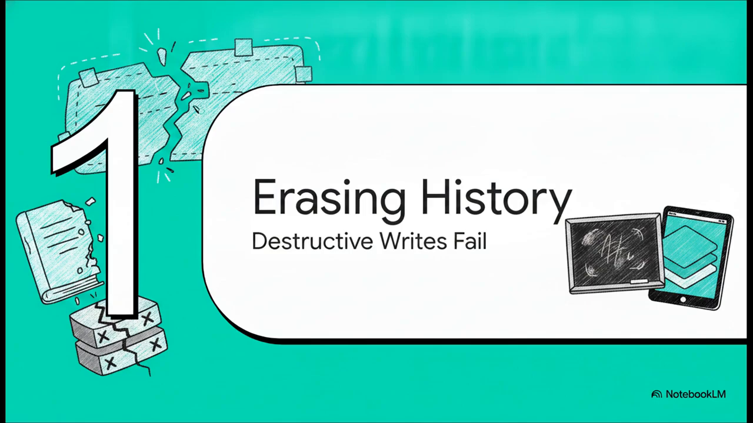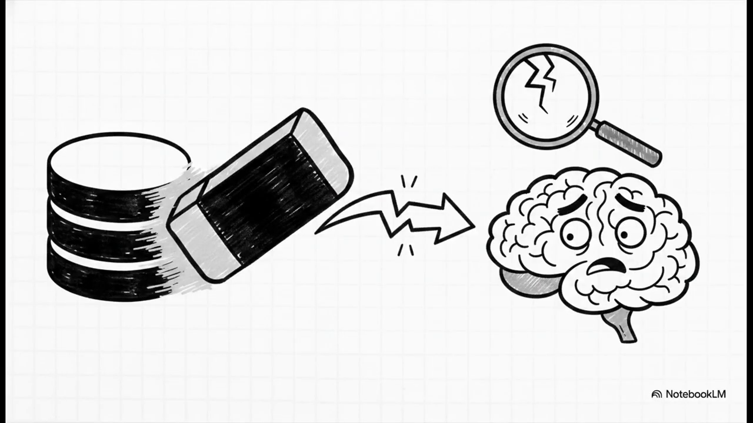Section 1. The problem with erasing history. Why standard destructive writes fail modern systems. Traditionally, we've treated databases strictly as state machines, but that old destructive write model really falls short today. Why is that? Well, in modern architecture, data history is an absolutely incredible asset.